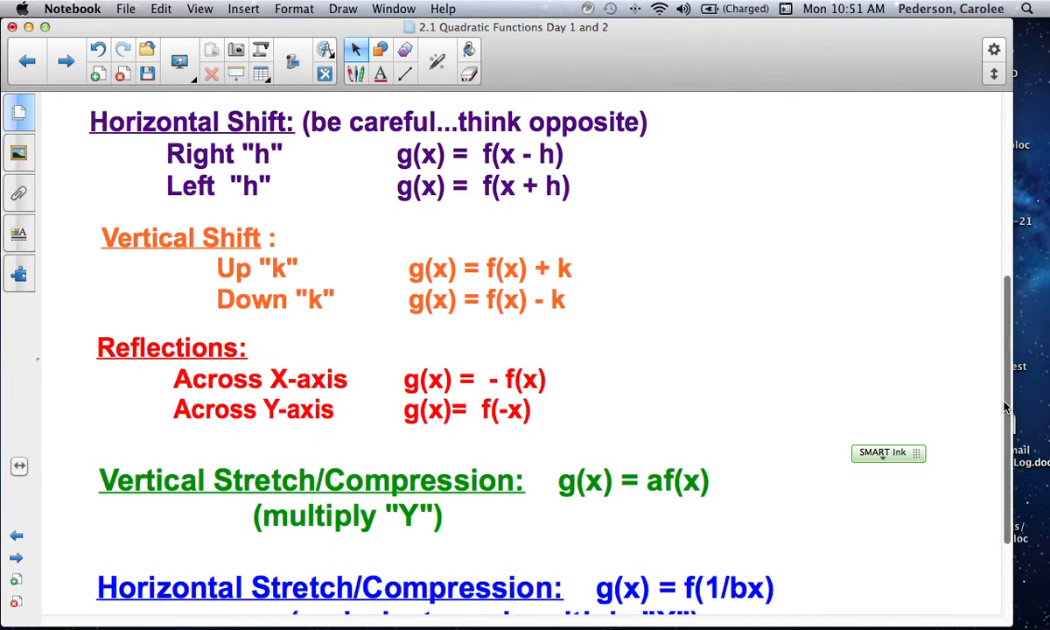Remember, the purple: if you have a negative h inside the function, it's going to move it to the right. If you have a positive h inside the function, it's going to move it to the left. Think horizontal shift changes. The orange is what moves it up or down. That's outside the function. So if it's a plus k, it's going to move it up. If it's a minus k, it's going to move it down.